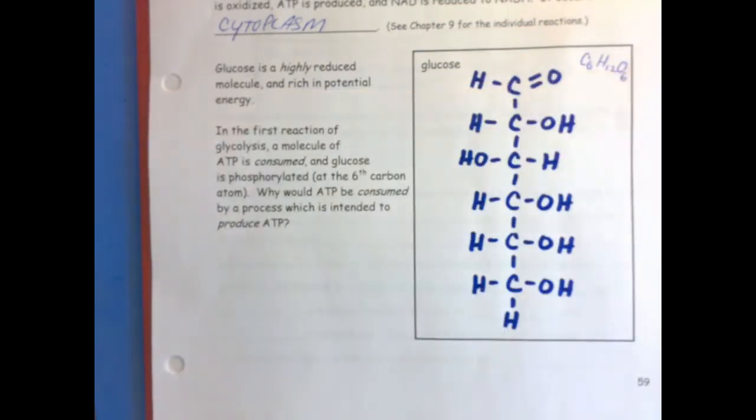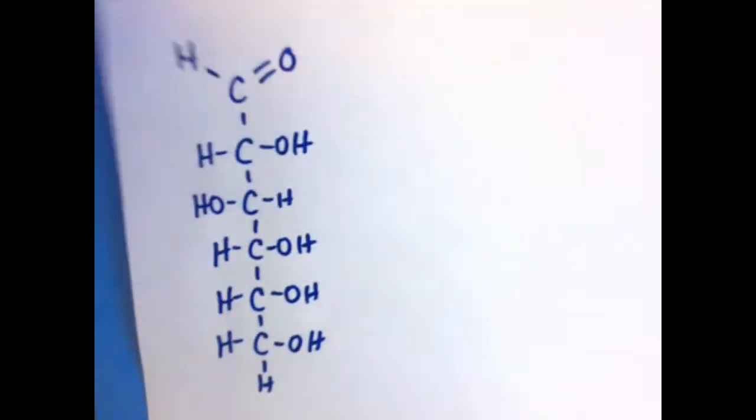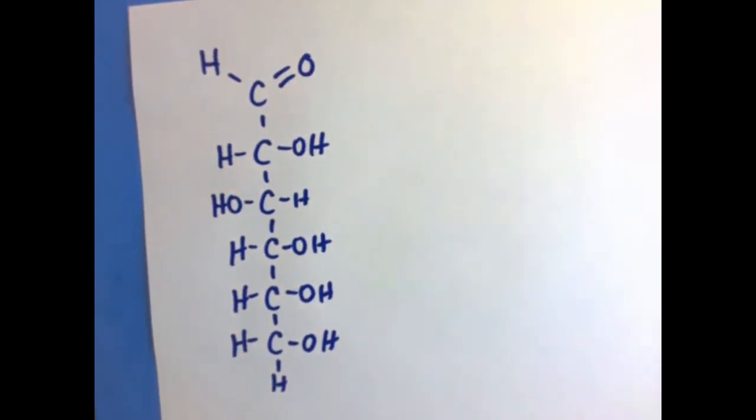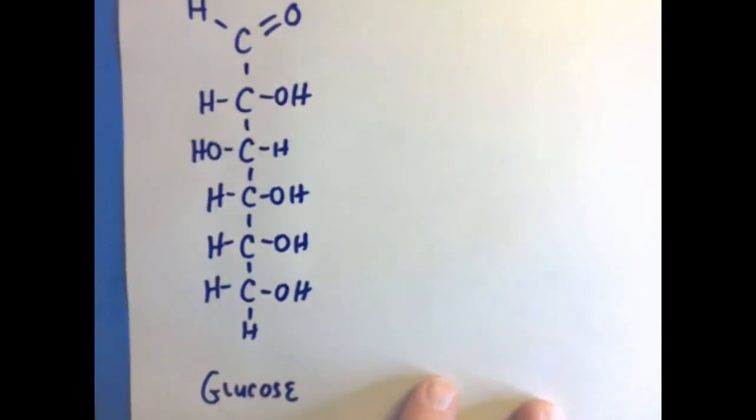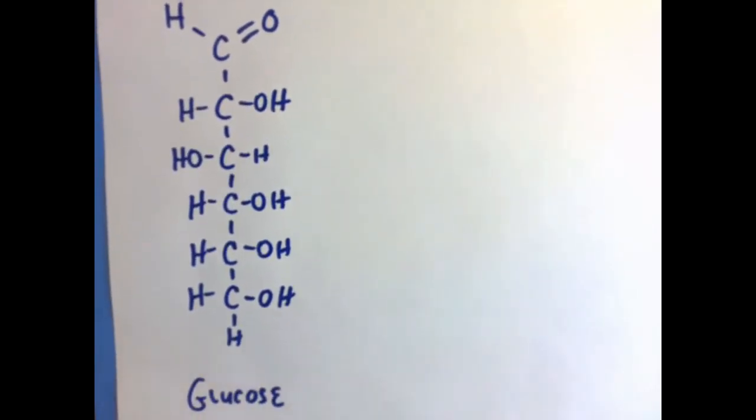I'm going to write this a little bit bigger so that you can see it better. In the first step, the first chemical reaction of glycolysis, we're going to take, as we said before, a glucose molecule. There's a glucose molecule. And we're going to take a closer look at it, first of all.